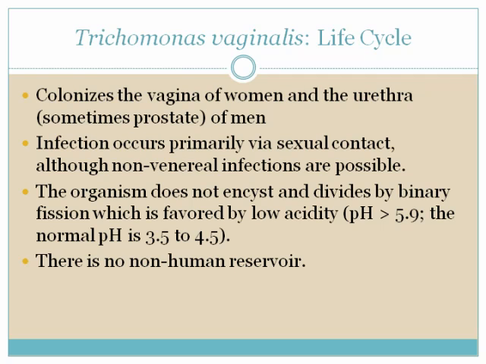The life cycle: Trichomonas vaginalis colonizes the vagina of women and the urethra. Sometimes it's in the prostate of men. Infection occurs primarily via sexual contact, although other infections are possible.